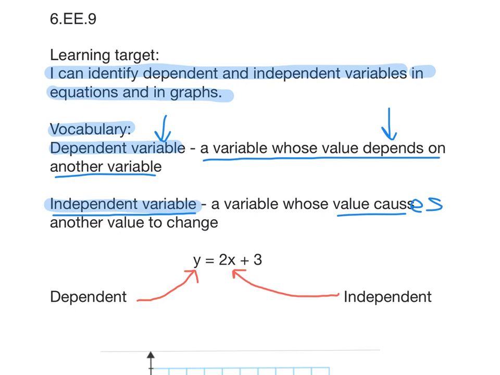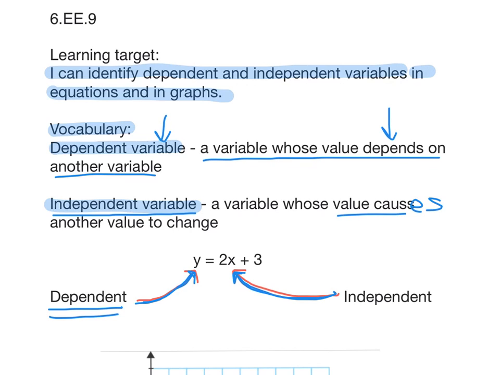So in an equation, they're pretty easy to spot. The dependent variable is usually by itself. The independent variable is usually in an expression. Okay? So I'm going to say that again. The dependent variable, that y right there, the one that's all by itself, that depends on what the x is. So the x is independent. Okay? The y is determined by whatever the x is.